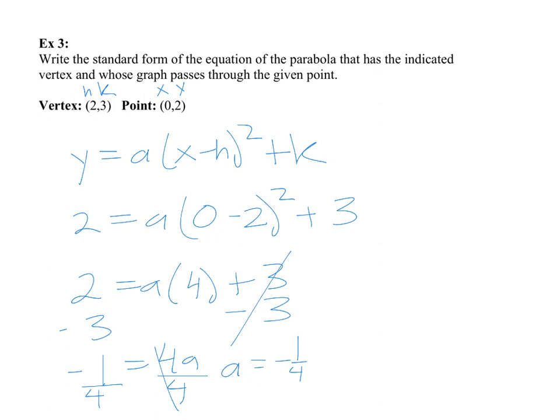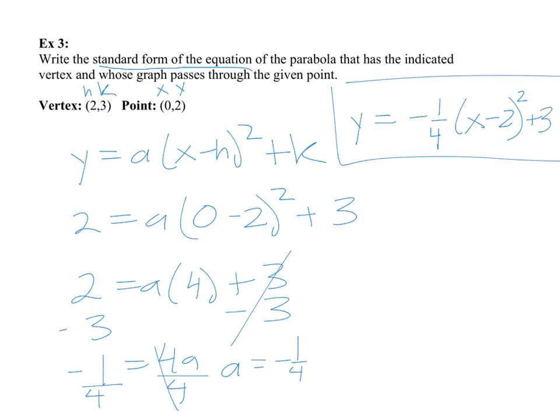Setting my standard form equation up, I plug in my a value: negative 1/4 times x minus h, h is 2, squared, plus k, which is 3. And there you have it. That's all there is to it. It's in standard form now.